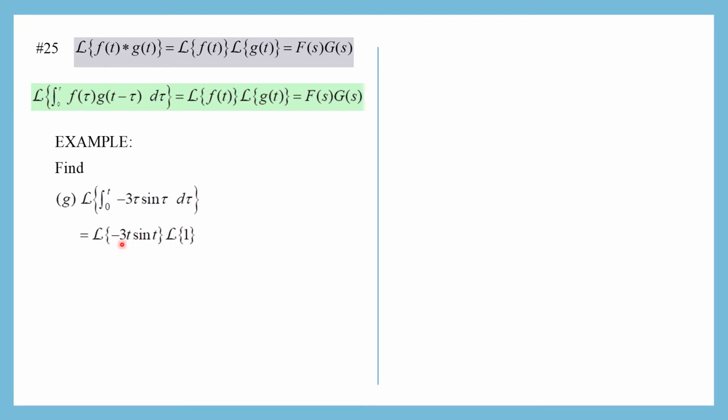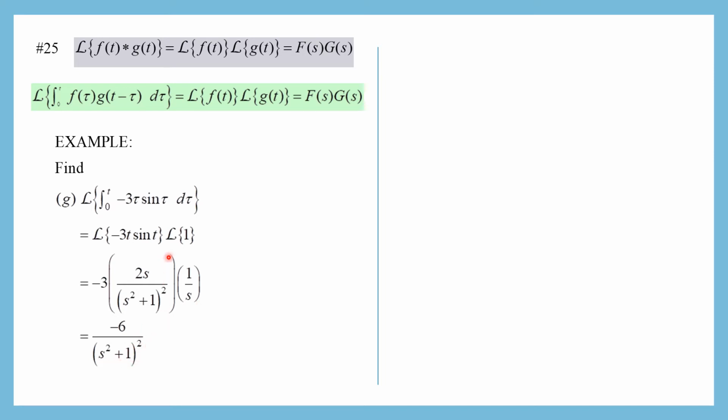Now the Laplace transform of negative 3t sin t, based on formula number 15 in the table of Laplace transforms, where we take k equals 1. So the answer will be negative 3 multiplied by 2s divided by s squared plus 1, everything squared. And the Laplace transform of 1 is 1 over s. Cancelling these two s, the result is equal to negative 6 divided by s squared plus 1, everything squared.